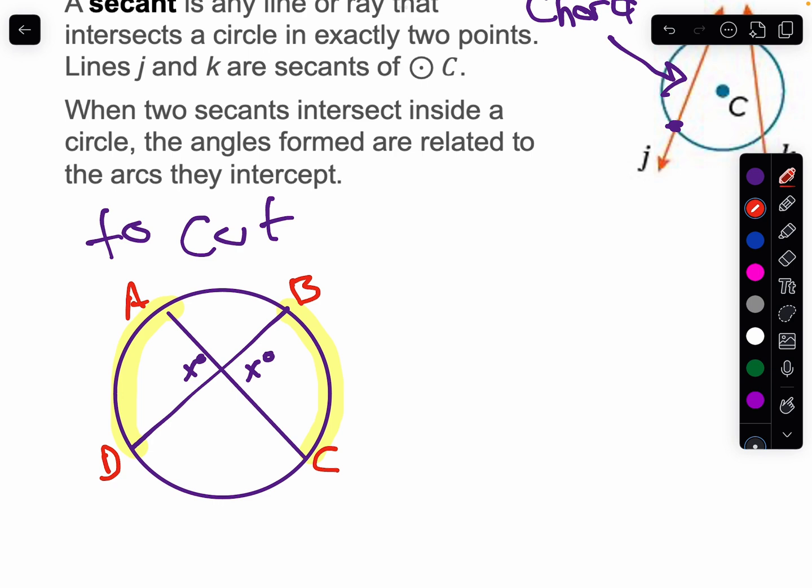Since we have 2 of the arcs, X is the average of both the arcs it intercepts. So in other words, it'll be the measure of arc BC plus the measure of arc AD. We're going to divide that by 2.